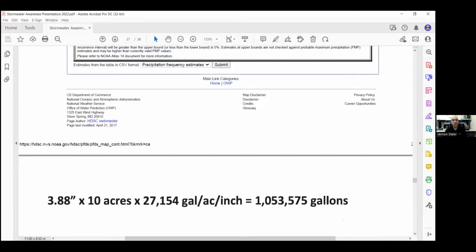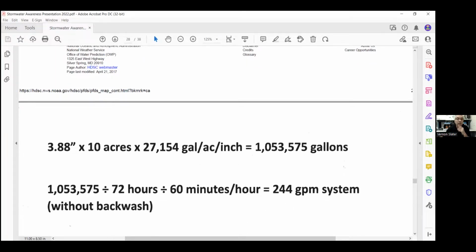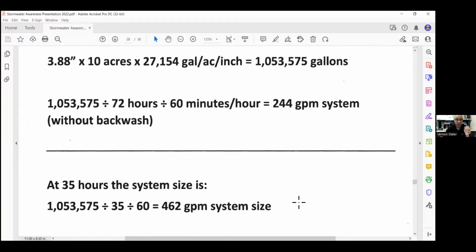So as an example, let's assume this is a 10-acre site. We have 3.88 inches of water, 10 acres times this many gallons per acre per inch yields a total of 1,053,575 gallons. If we divide by 72 hours, divide by 60 minutes, we get a 244 gallon per minute system without backflush or considering any potential upsets. So at 35 hours, the system size is 462 gallons per minute. It's just divided by 35 hours instead of 72. And then that will account for backflush and potential problems along the way.